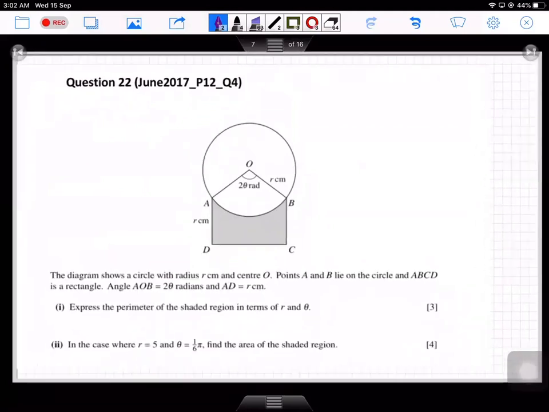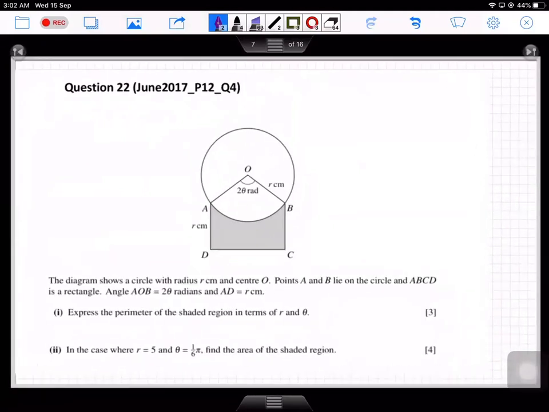The question is saying that the diagram shows a circle with radius r centimeter and center O. Points A and B lie on the circle, and ABCD is a rectangle. Angle AOB is equal to 2 theta radians and AD is equal to r centimeter. Express the perimeter of the shaded region in terms of r and theta.